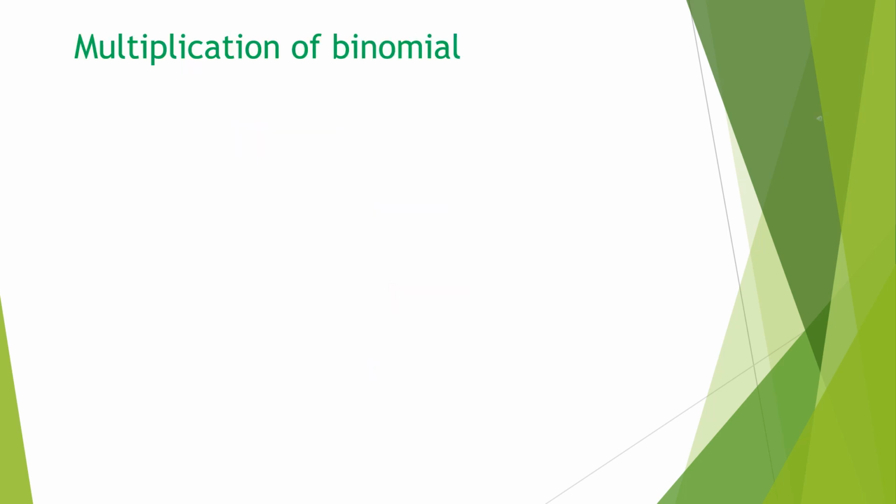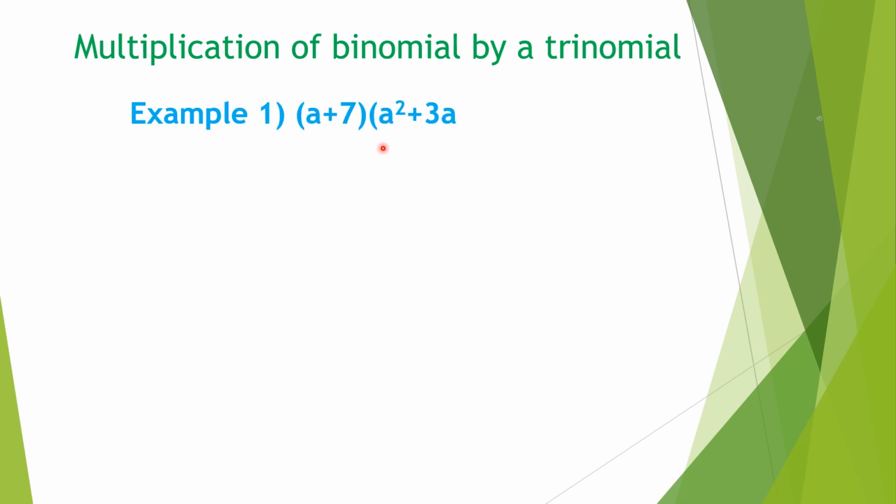Multiplication of binomial by a trinomial. Example: a plus 7 into a square plus 3a plus 5. We have to multiply a with this whole expression and multiply 7 with this whole expression. See here. a into inside the bracket a square plus 3a plus 5 plus 7 into inside the bracket a square plus 3a plus 5.